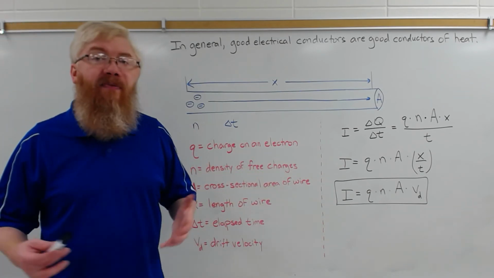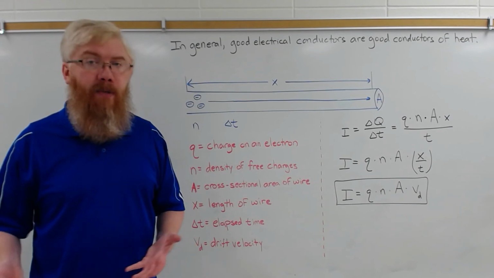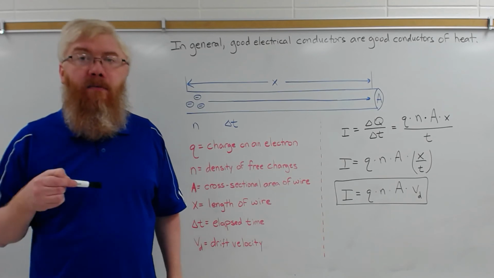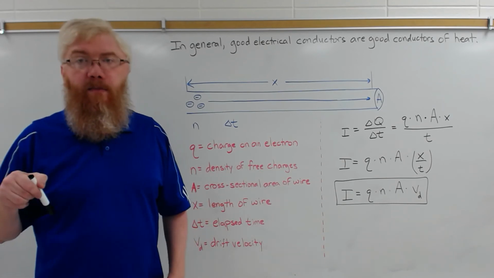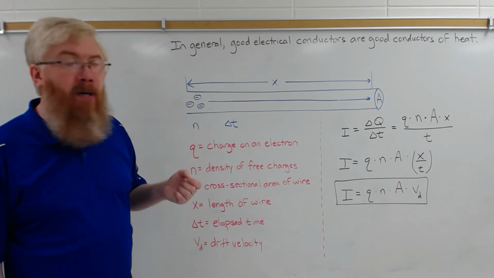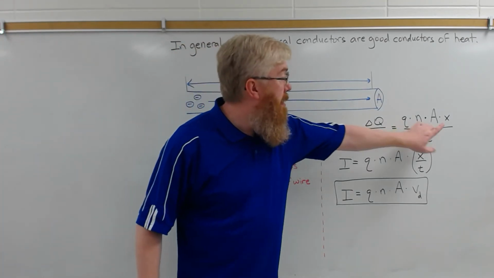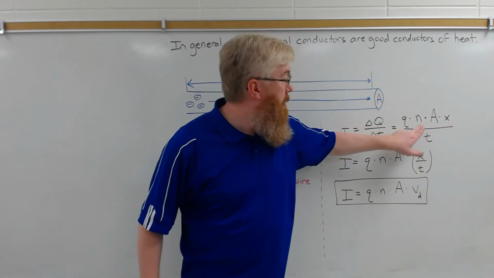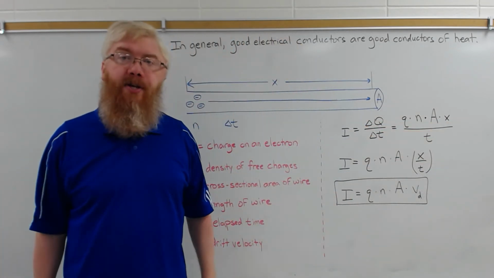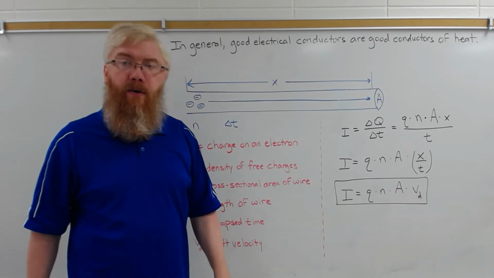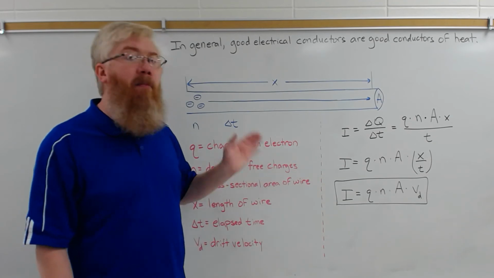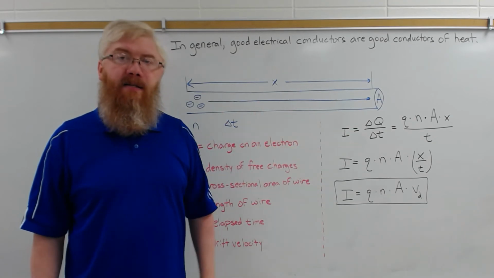Density is number of things per unit volume, right? Mass density is mass over volume. Number density is number over volume. So this is the number of charge carriers per unit volume multiplied by the volume. So these terms, N times A times X, give you the number of charge carriers you have in that volume.